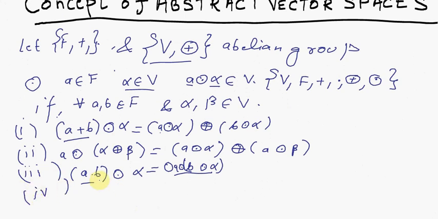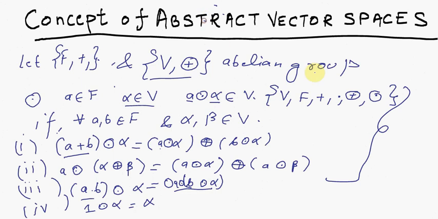Number four, this is an obvious property: if I take the identity of the field F, denoted by this number one, and use it to scale the vector alpha, it gives me the same vector alpha. So all these four properties need to be satisfied, then this entire system would be called a vector space over the field F. That is the language, that is how we will say that this entire system is a vector space over the field F.